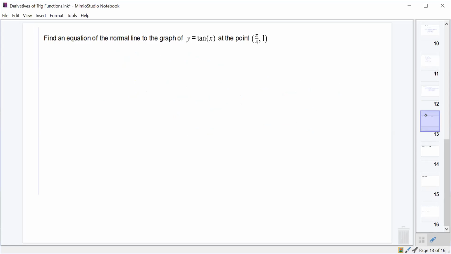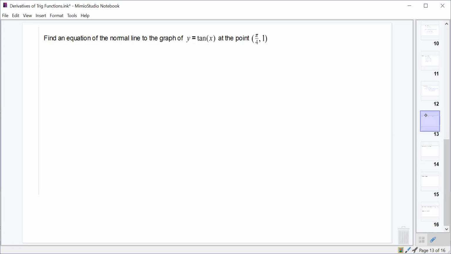Okay, let's see if we can find the equation of the normal line to tangent x at the point pi over 4, 1. So how do we find the equation of a normal line? Or what is a normal line? Do you remember what a normal line is? The negative reciprocal of the tangent line. It should have a slope that's the opposite reciprocal of the tangent line slope.